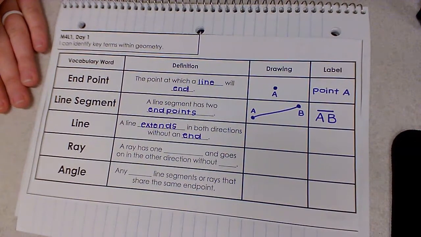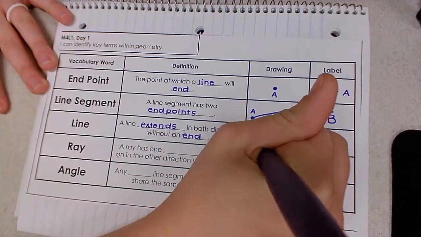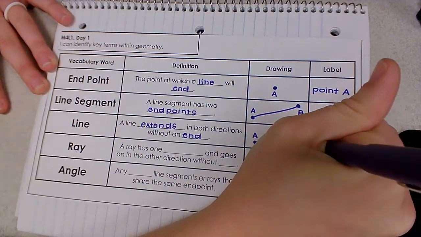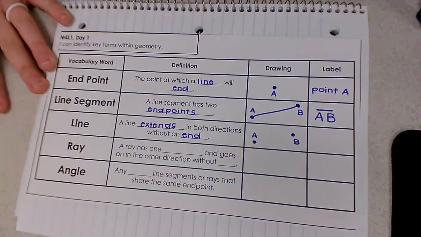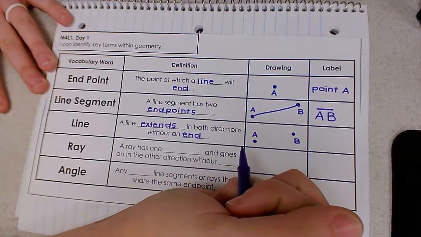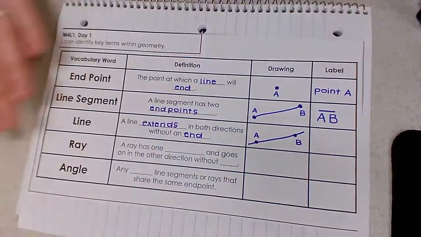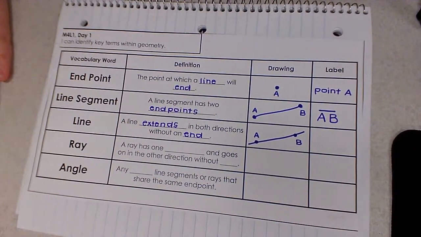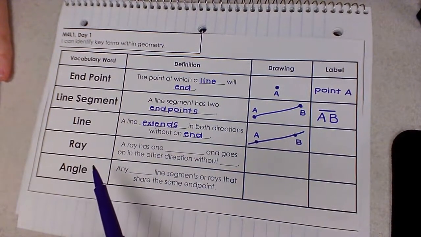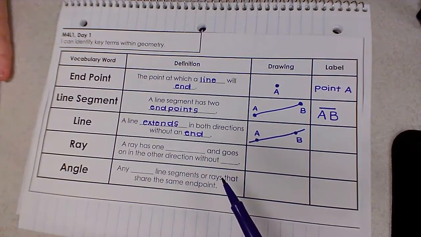When we draw a line, we still begin with endpoints. So again, let's call this A, and let's call this B. But instead of the line ending at the B and beginning at the A, it's going to extend past it, traveling through the two endpoints. Our definition says that this line is supposed to extend in both directions without an end. So really, it's supposed to go on forever.